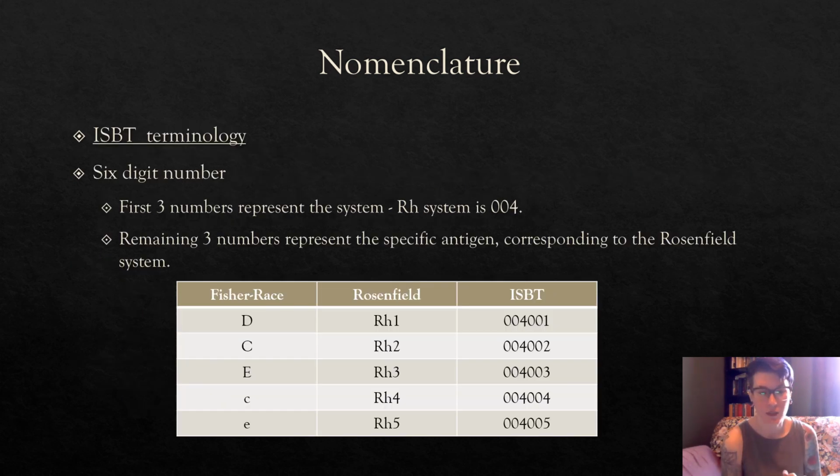And the last of the terminologies is ISBT. It is a 6-digit number. So when we're talking about ISBT, the first 3 numbers are always the system number. RH system is system number 4. And then the remaining 3 numbers represent the specific antigen that you're talking about. So, for example, D is antigen 1. So if you spelled this out, it would be 004, 001. Also, not something you're going to say out loud.